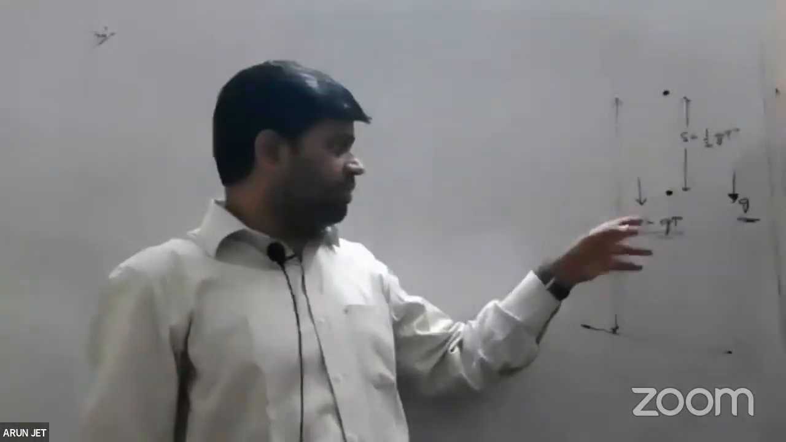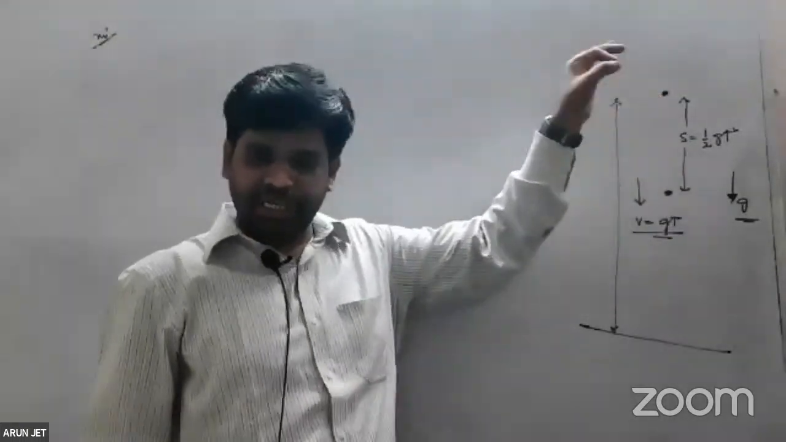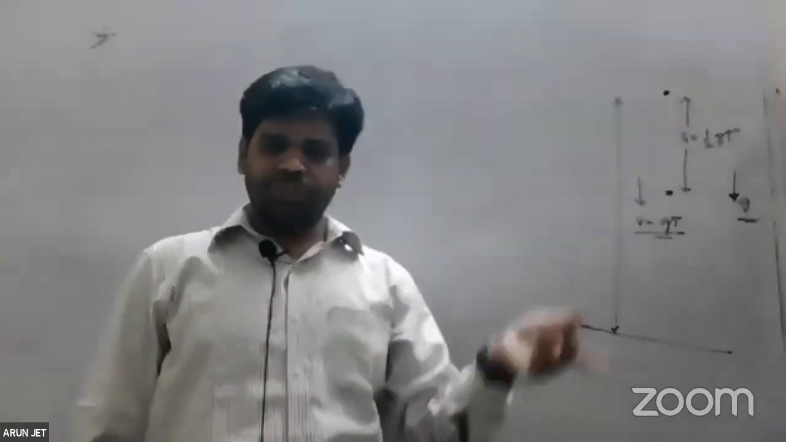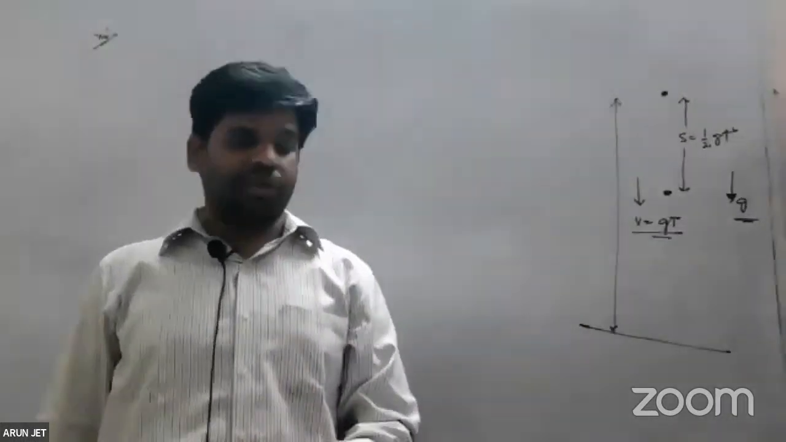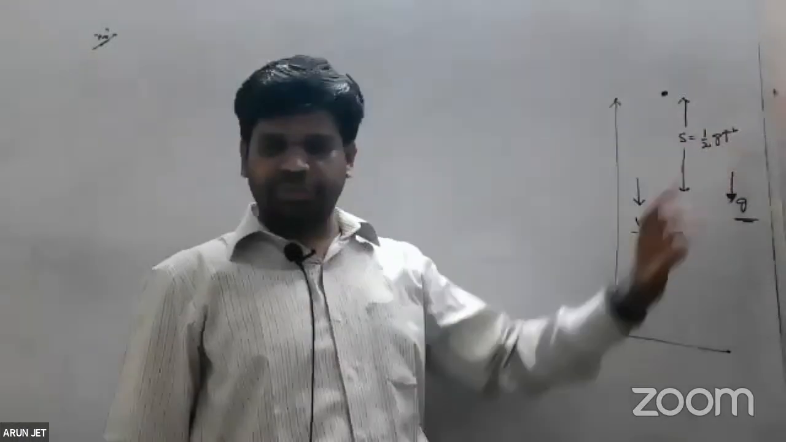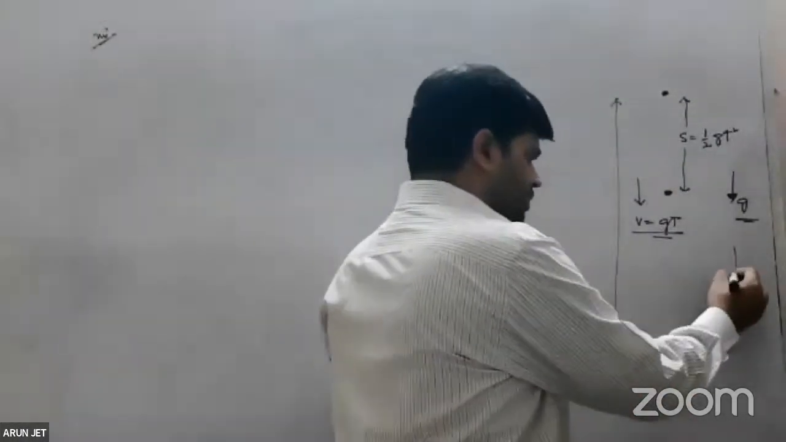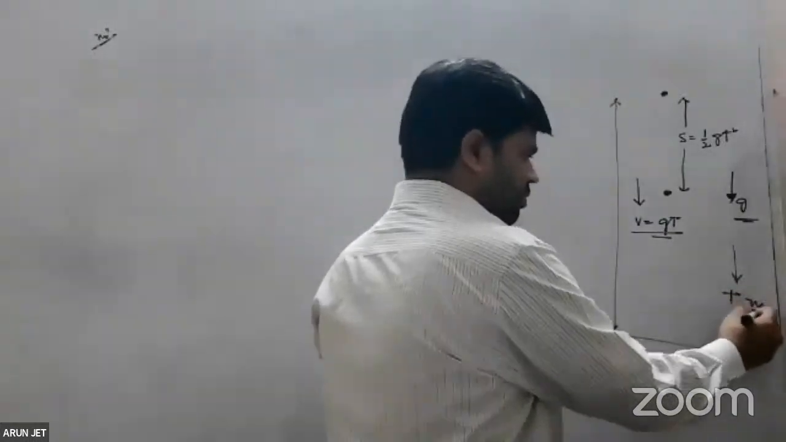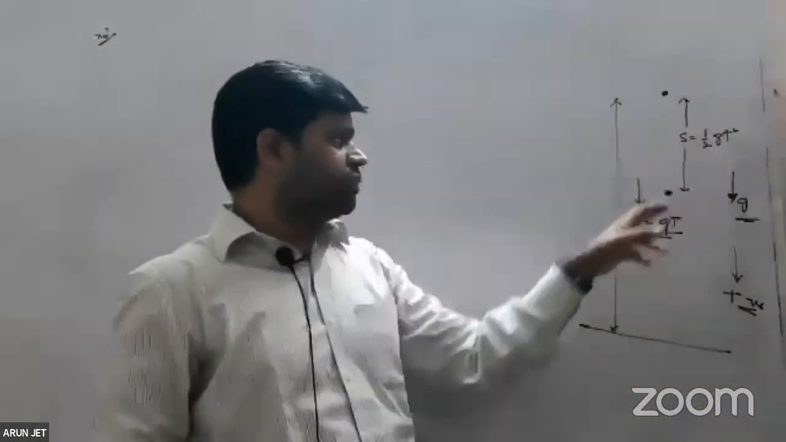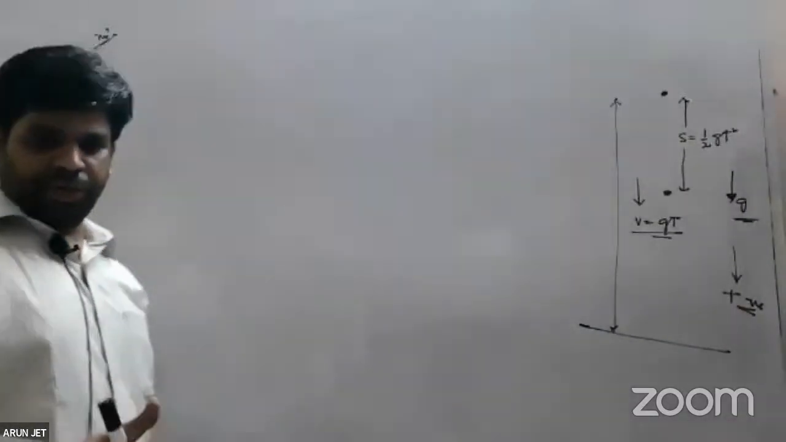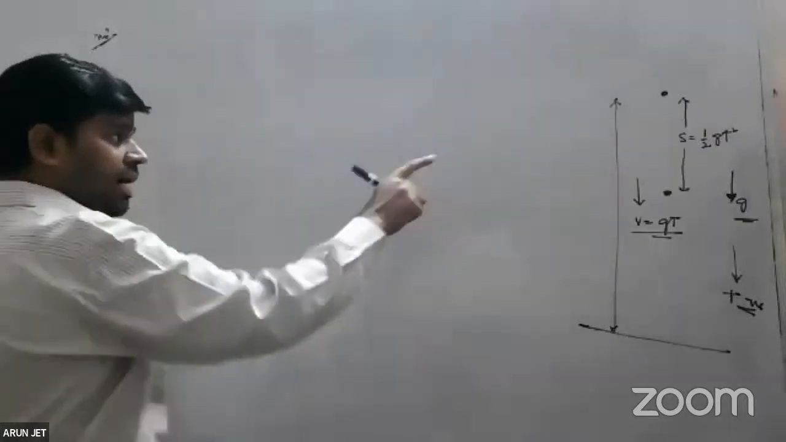From v equals u plus at, I got v equals gt, because u is equal to 0; I released it from rest. And s equals ut plus half at square. u is 0, so ut becomes 0, plus half at square, where a is g: half gt square. Downward I have taken as positive. That's the convention, downward as positive. That's why I got plus half gt square, plus gt, and plus g. All right, good.